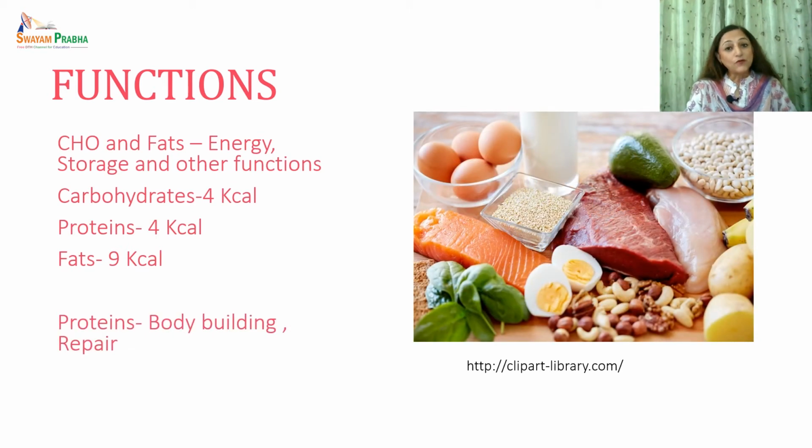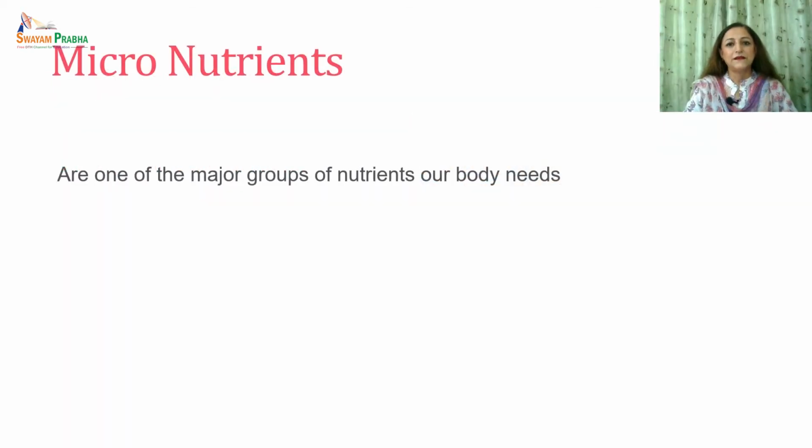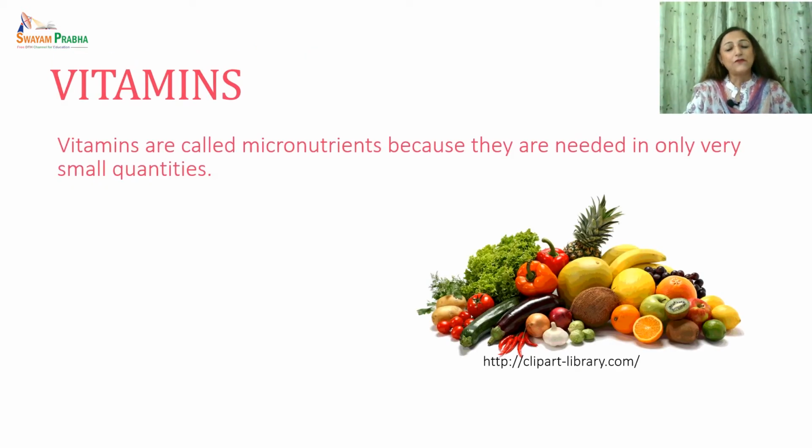And when we talk about protein, as I have already told, it is needed for body building and repair. Let's talk a bit about micronutrients now. They are one of the major groups of nutrients our body needs. They are of two types, that means vitamins and minerals. We call vitamins as micronutrients because they are needed in very small quantity. They have chemical names, but actually we usually refer to them by the letters.